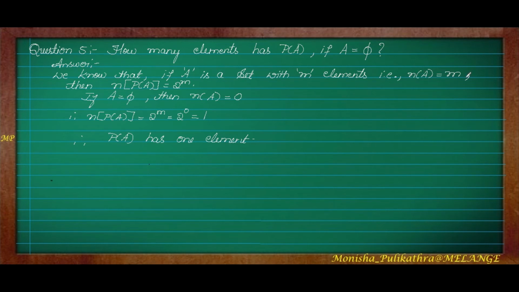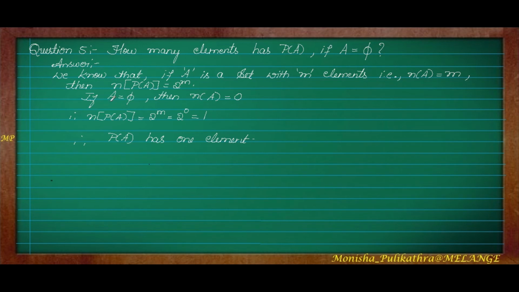Then n of A is equal to m. That is, n of A means the number of elements in set A. The number of elements in set A is equal to m. Then the number of elements in the power set of A is equal to 2 to the power of m. So 2 to the power of m is the number of elements in the power set of A.